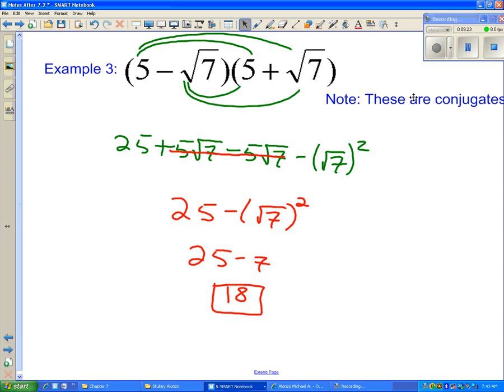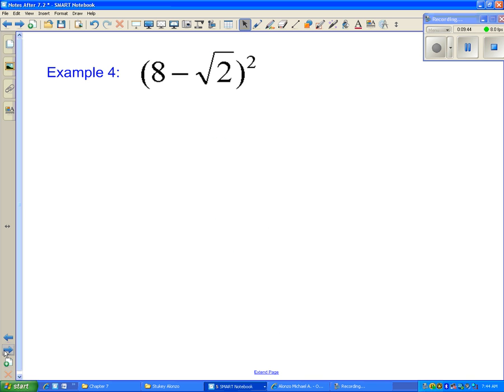Well, let's talk about this one more time. When I did my complex conjugates, I FOILed it out. My middle terms cancel. Then my outer terms, because of the square and the square root, I was able to combine those and get one number without a square root in it. That's awesome. Let's see what else we have.